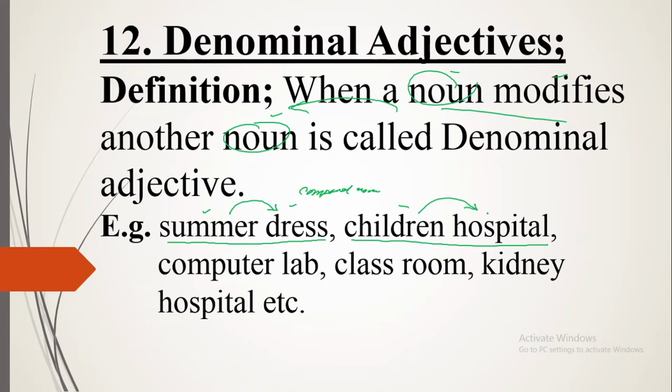In the same way, children hospital is your compound noun, but children is your denominal adjective, which is adding something in the meaning of hospital, that in this hospital only children are treated. In the same way, this dress is only for summer. Now see, labs are many, but computer lab is known as your compound noun, and computer is adding something in the meaning of lab, that this lab is just for the computers.